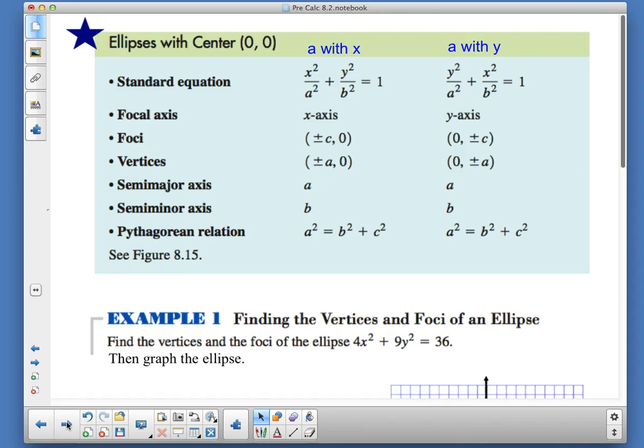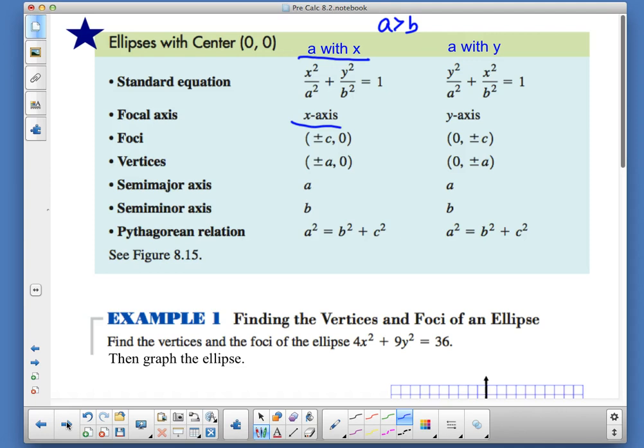This is a cheat sheet of what I just talked about. Standard equation, and I have A is with X when A, remember, is greater than B. I will put a little note that A is with X. That means it's going to be a horizontal major axis. Or I'll say A is with Y. That'll be a vertical major axis that I'm dealing with. But when I'm talking about A is with X and the focal axis, we knew it would be the x-axis, especially when it's 0, 0.